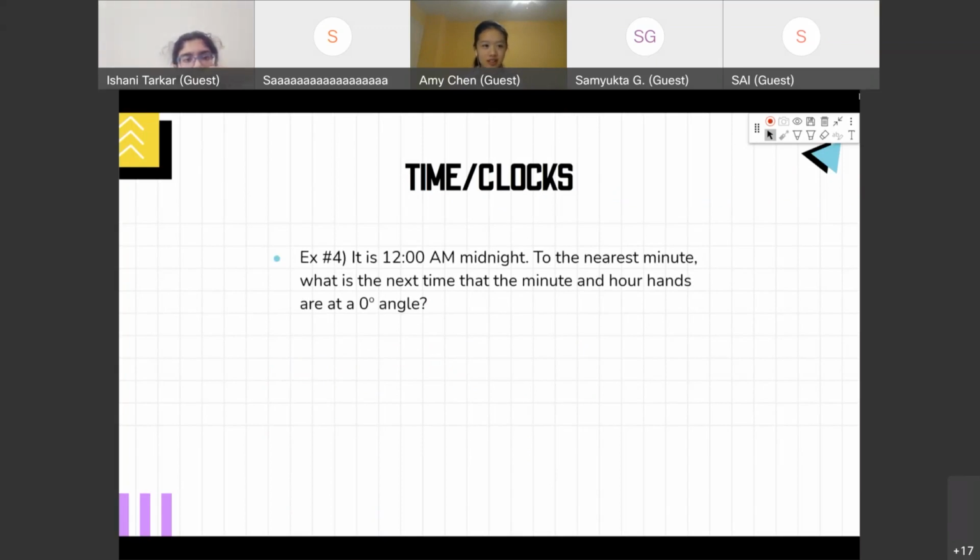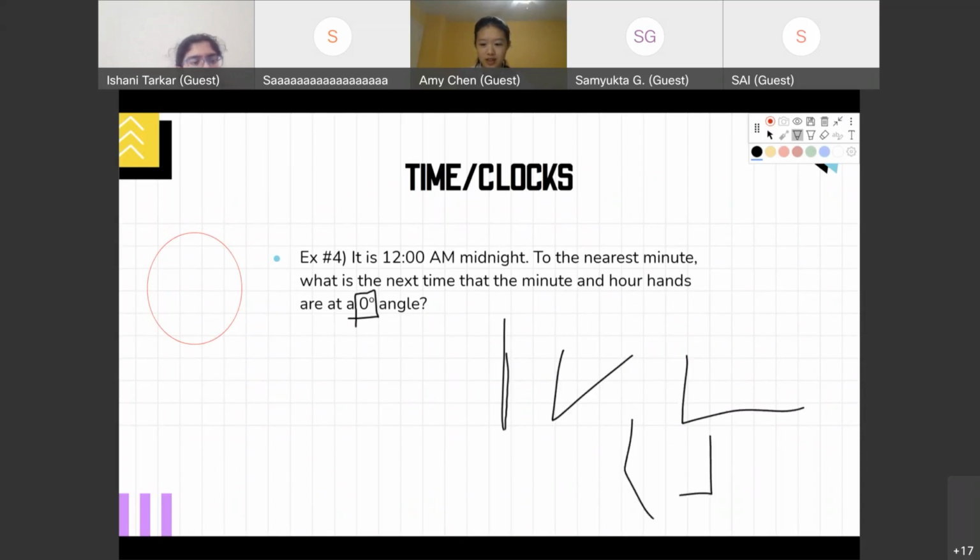So what would we need to do? What is the distance that would have to be traveled in this problem to find the next time that the minute and hour hands are at a 0-degree angle? If here are the two clock hands, and the shorter one is the hour hand and the longer one is the minute hand, the gap between them is going to widen over time. It's going to get so wide that eventually the hands are going to meet up again.